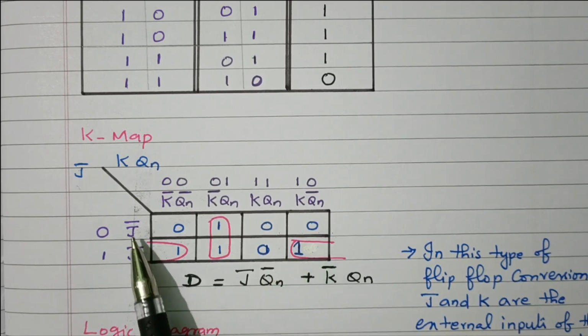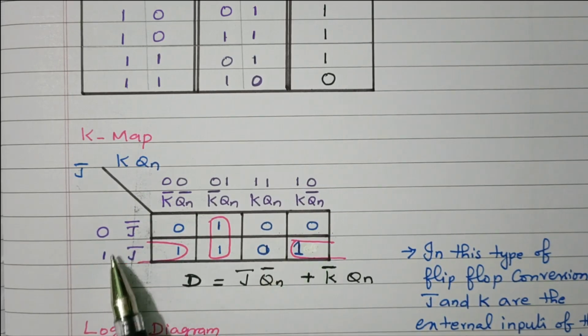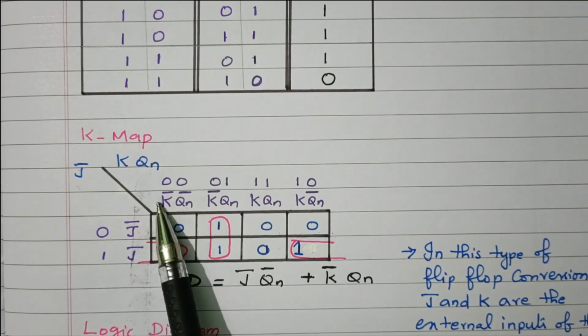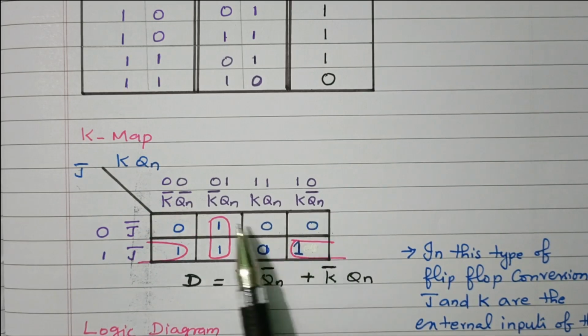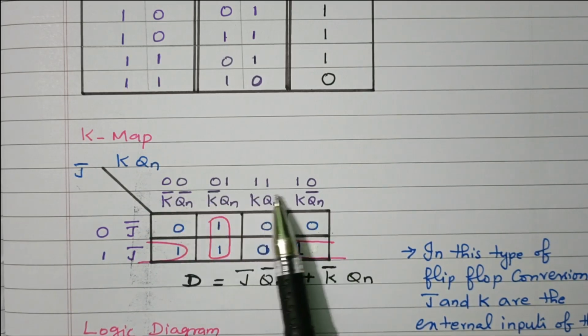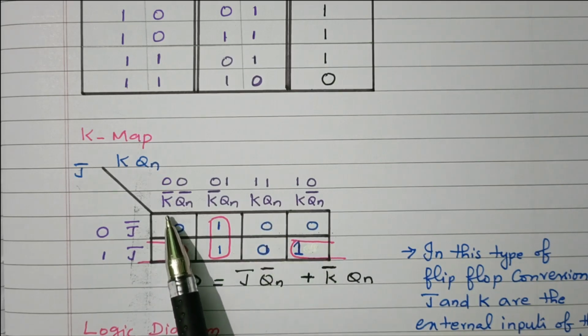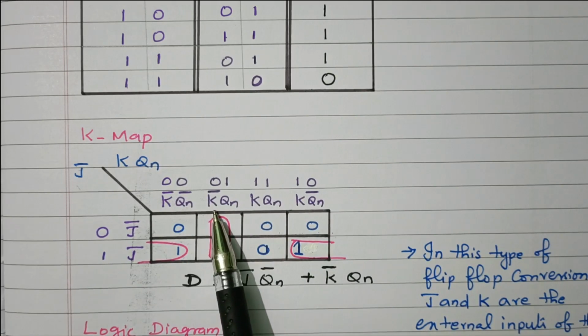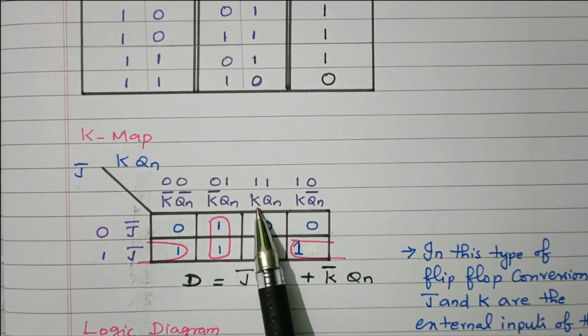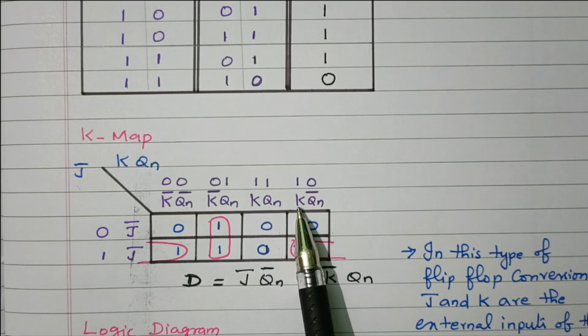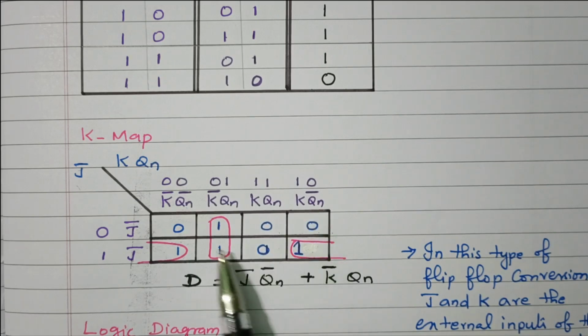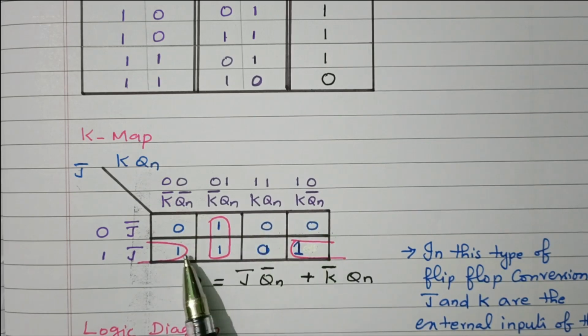Right. So this J, one variable, two possibilities, 0, 1, J bar, J. K, Qn, two variables, four possibilities, 0 0, 0 1, 1 1, 1 0. We know that there is an interchange between third and fourth column. 0 0 means K bar, Qn bar. 0 1 means K bar, Qn. 1 1 means K, Qn. 1 0 means K, Qn bar. Now all these values are filled from the table, what we discussed, conversion table.